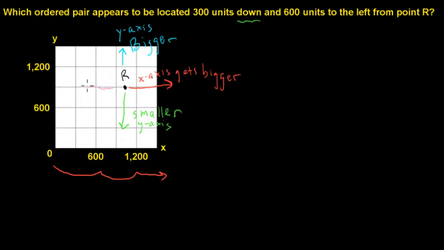If we move the point to the left, which is what we're doing in this problem, we're moving it 600 units to the left. The y-axis doesn't change, but now look at the x-axis. We're starting over here, going the other way. We're going from 1200 to 600 to 0. Those x-axis numbers are getting smaller and smaller. So if we move that point to the left, the x-axis gets smaller. Okay, so now we have that concept down.